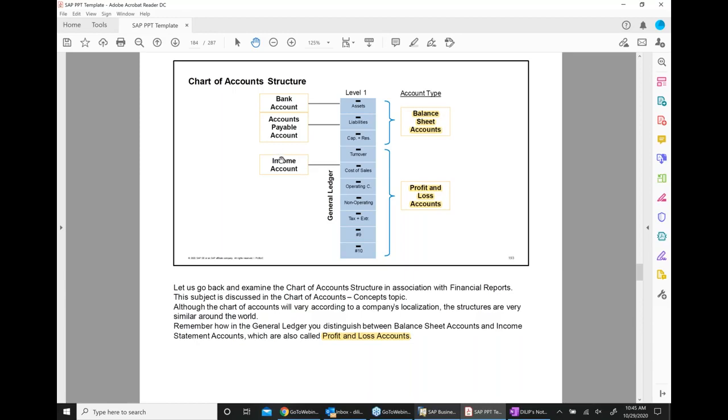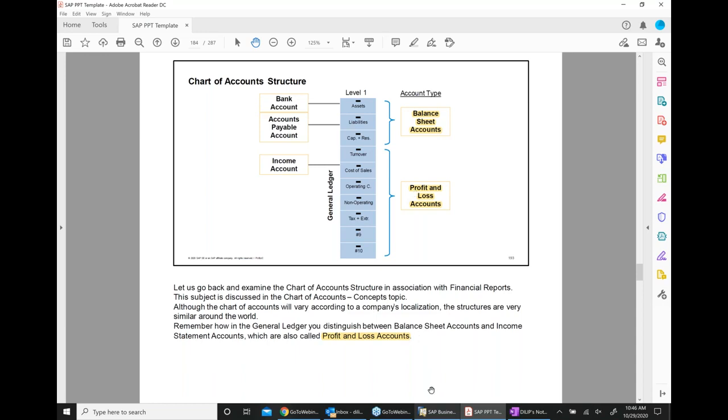You can also have your income. Income comes from your sales. Liability comes from purchase, and income comes from sales. So if you remember, when we get a customer invoice, at that time, the system creates the income account. Then you have different kinds of expenses and all that, and these accounts are part of the profit and loss account.